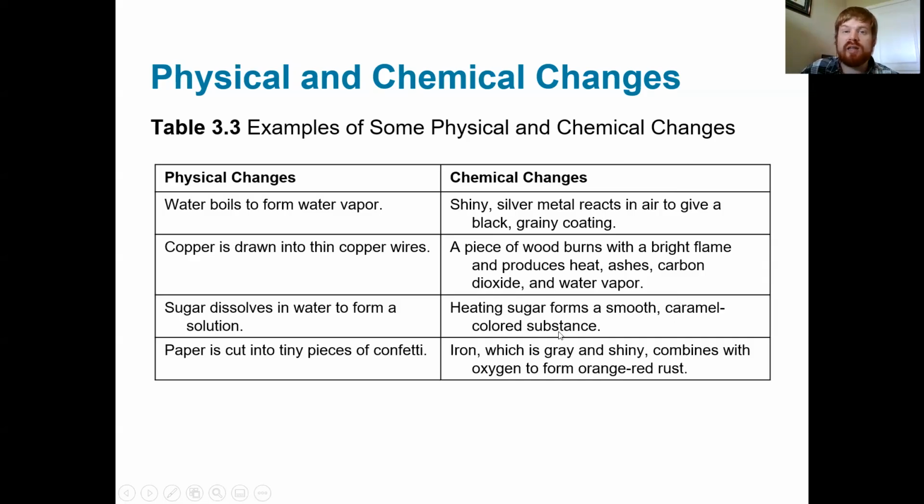Okay, sugar caramelizing, we talked about this. You form a smooth caramel colored substance that's caramel, and it's got a different chemical composition. It's been oxidized, it's been changed. And sugar tastes different from caramelized sugar. And then finally, iron rusting, right? Iron starts out nice and gray and shiny, and it ends up being orange-red rust. Those are different physical properties because they have different substances.